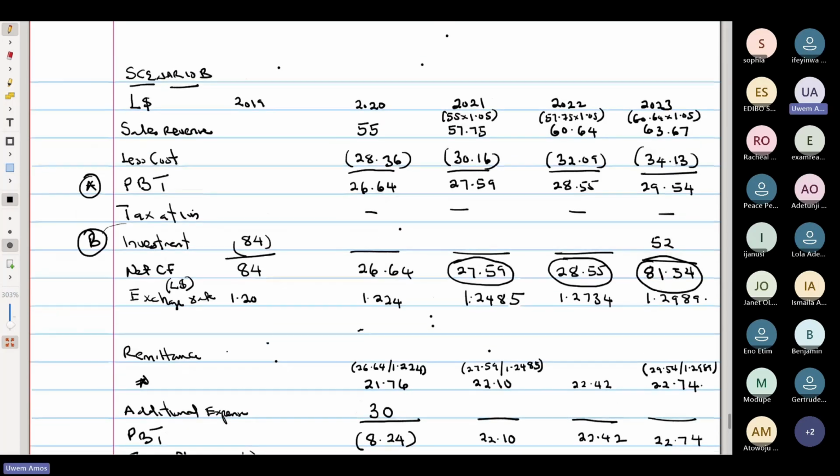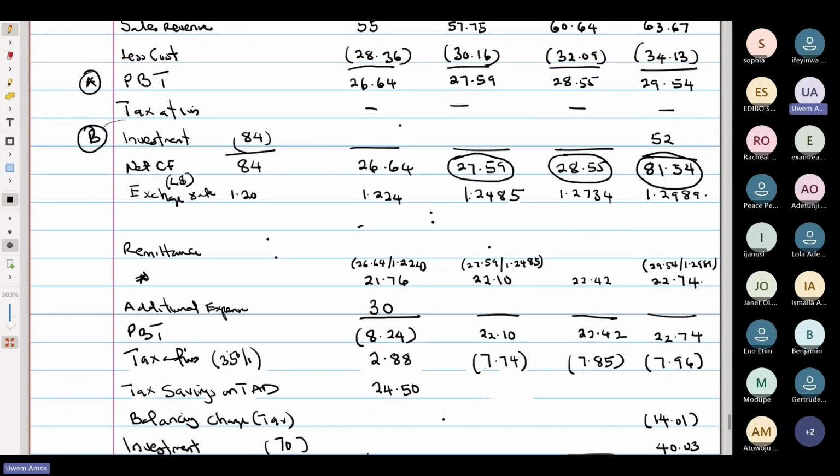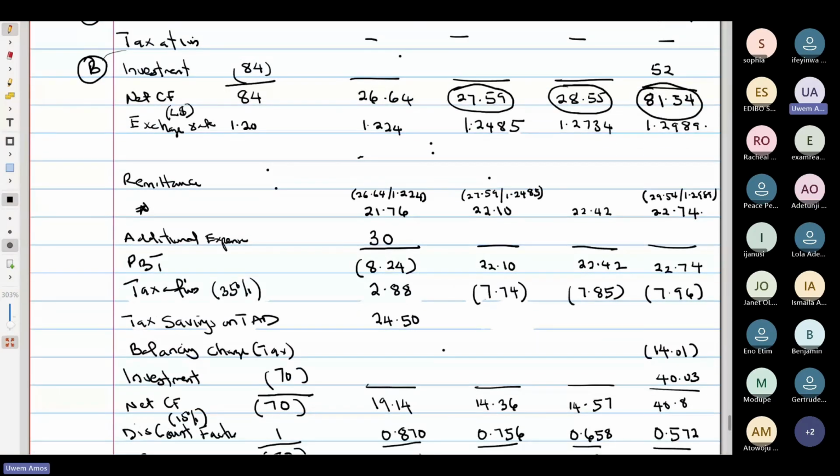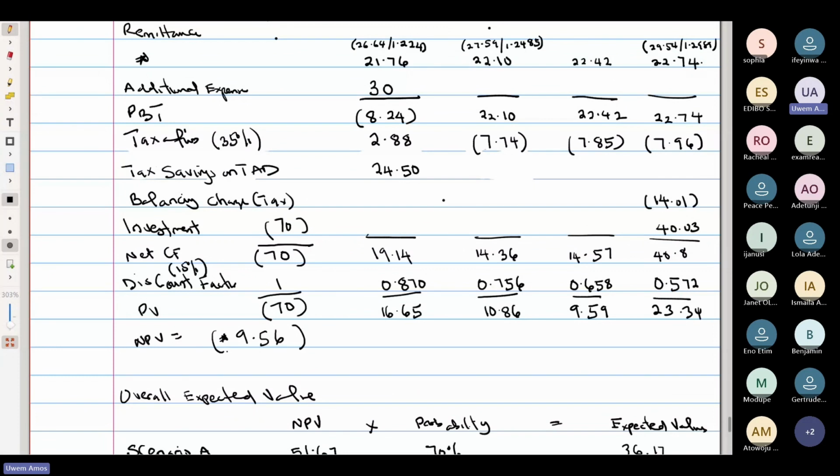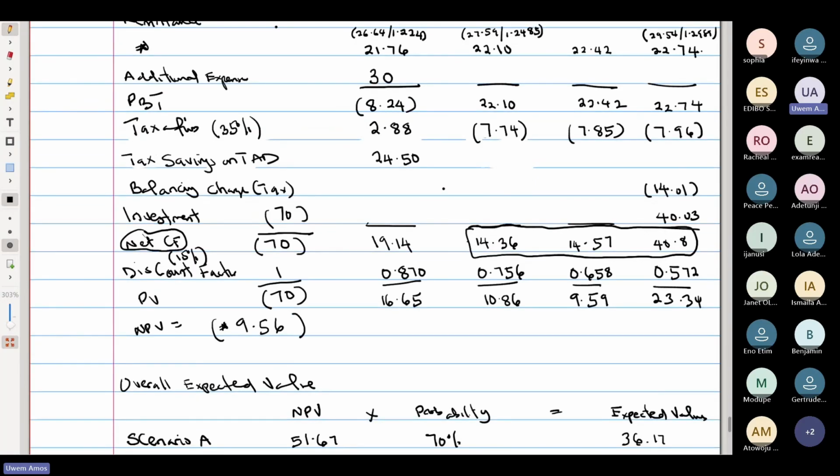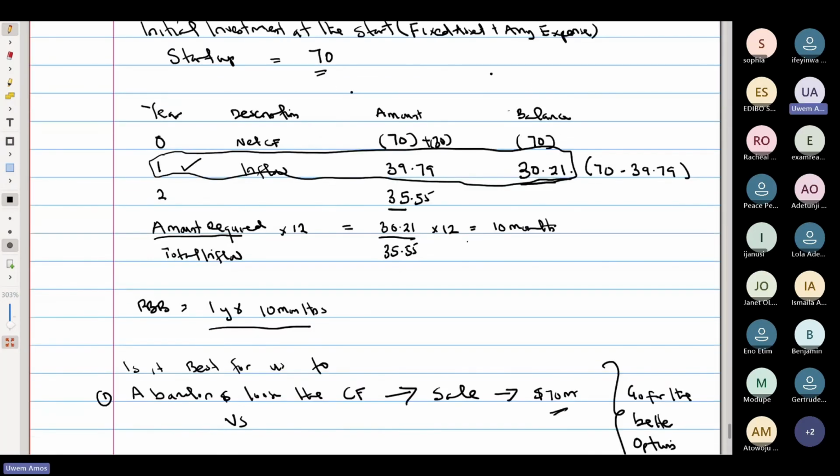Sorry, where's my scenario B? Oh, sorry, I should be looking at the bottom, which is the net cash flow. That's before we remitted. This is the final net cash flow; the other one was at the subsidiary end. We're interested in the final value for us. So we would enjoy 2021, 2022, and 2023 if not abandoned. The values are 14.36, 14.57, and 40.8. We copy those values down. Those are our years 1 to 3.